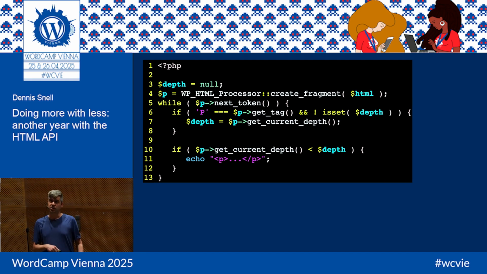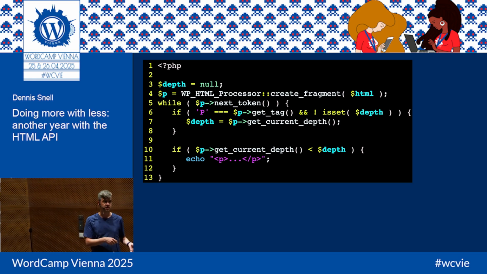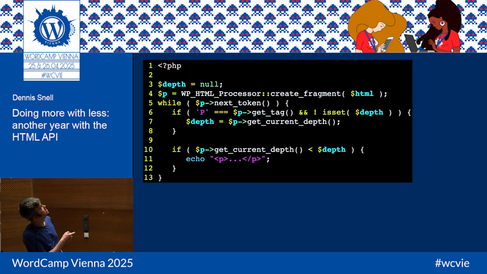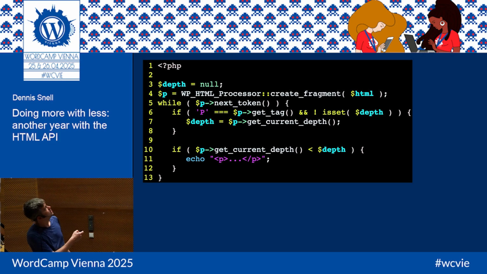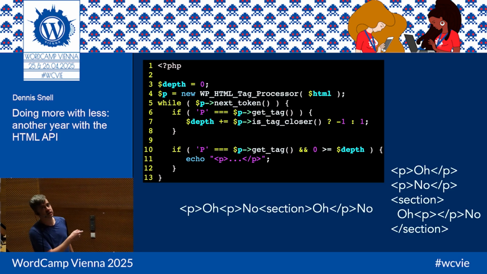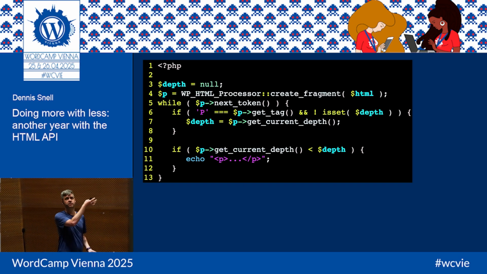But the fix is really easy, because the HTML processor, just by moving from the tag processor to the HTML processor, resolves that. You can see the code is almost identical. I've only changed which class is being created, and I'm now using this getCurrentDepth. So instead of talking about opening tags and closing tags, the HTML processor talks about depth inside of the tree of HTML.